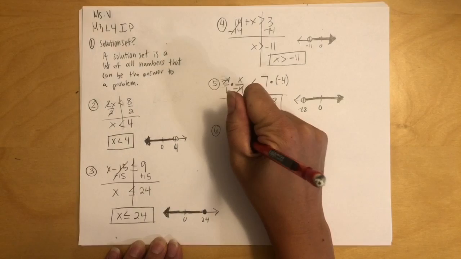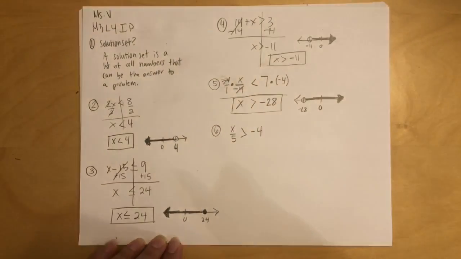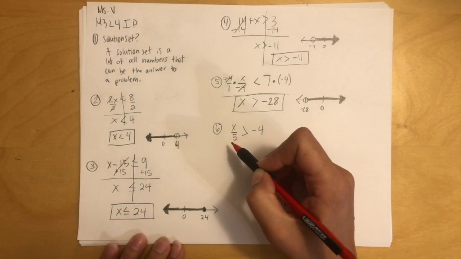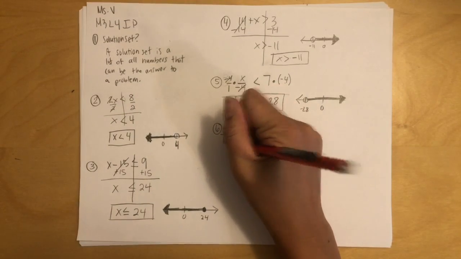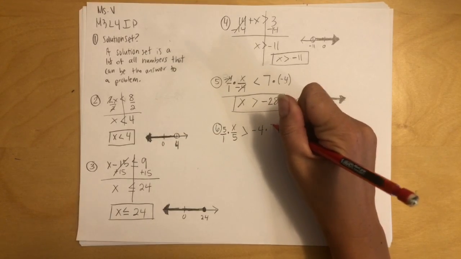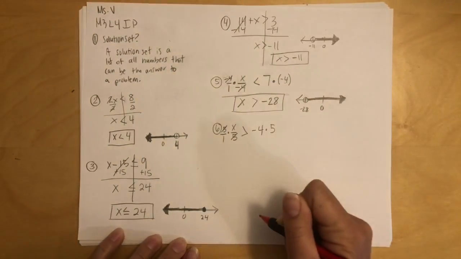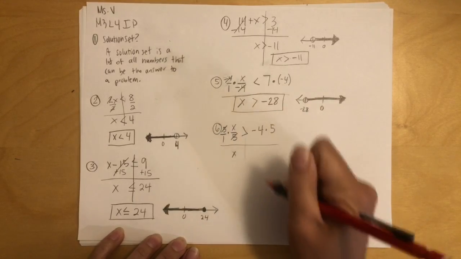x divided by 5 is greater than negative 4. Okay, so this is the same deal where I'm going to multiply by the denominator. And I'm just going to put it over 1. And on this side, multiply by the whole number. And those cancel. And I just have x.